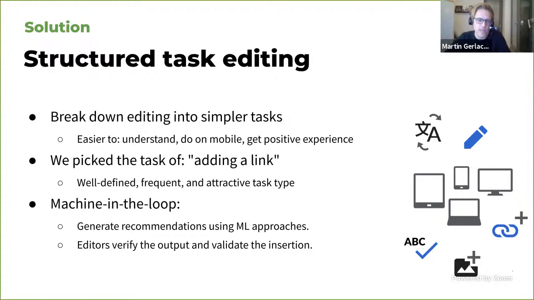Link recommendation was identified as an ideal candidate to test this as a prototype because it's well defined. It's a frequent and very attractive task type, and it's low risk for vandalism. What we were tasked with is to build a model that can automatically generate these types of recommendations in a machine-in-the-loop approach. That is, we're not adding those links with a machine or a bot, but we propose those to editors, and they're the ones who do the final step of verifying and adding those potential links.